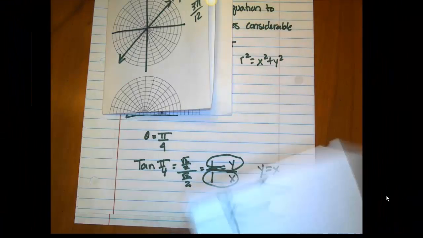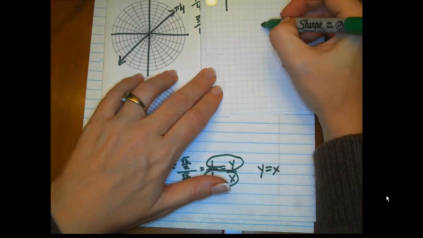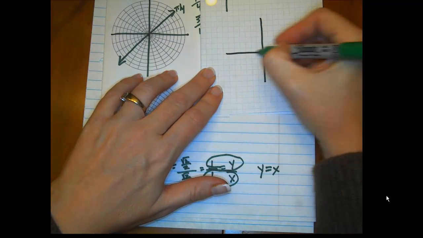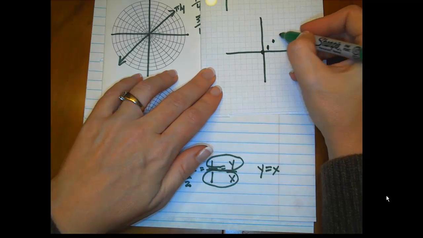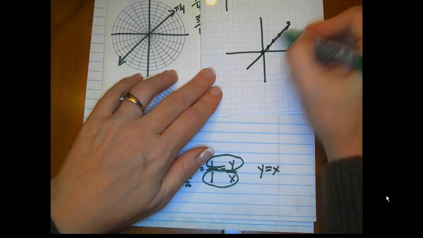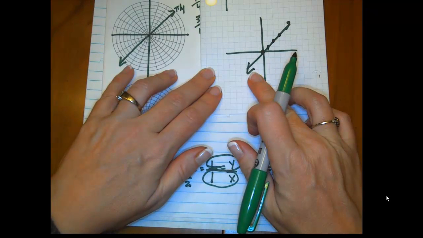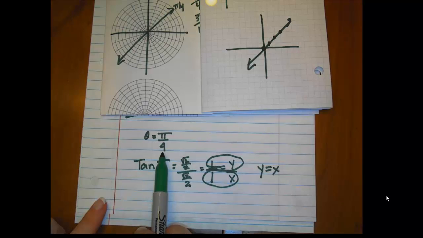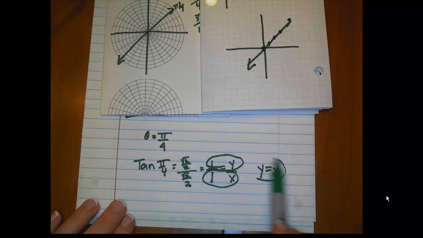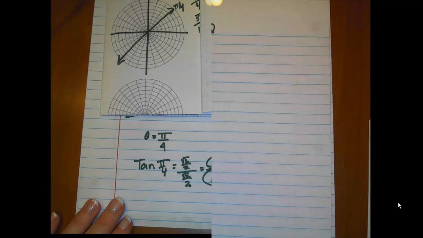And then from a rectangular perspective, I would have a y-intercept at 0, 0, and my slope would be up 1 over 1, up 1 over 1, up 1 over 1. So that's why those two would also be equivalent. So the polar equation, theta equals pi over 4, is equivalent to the rectangular equation y equals x.